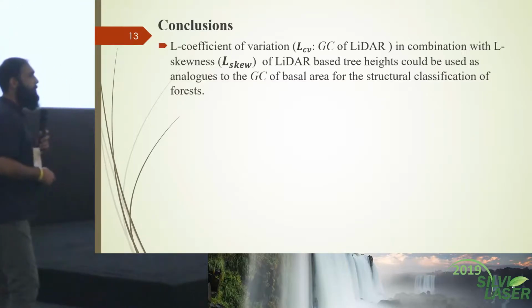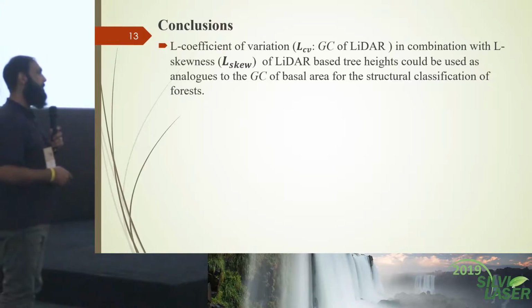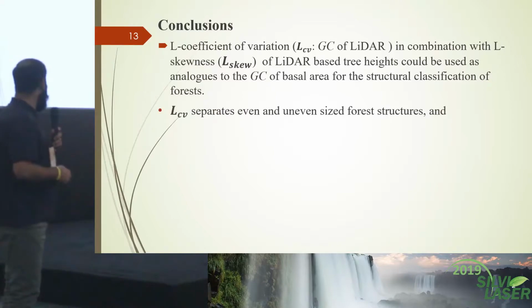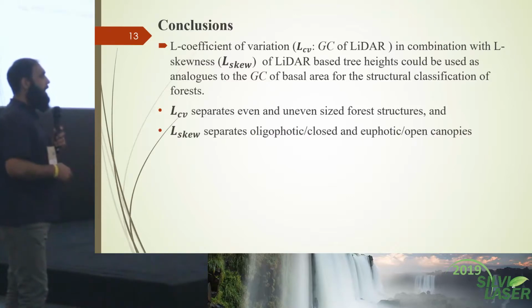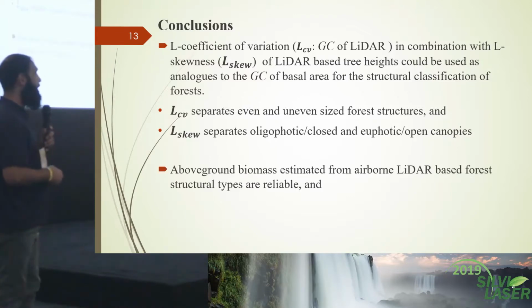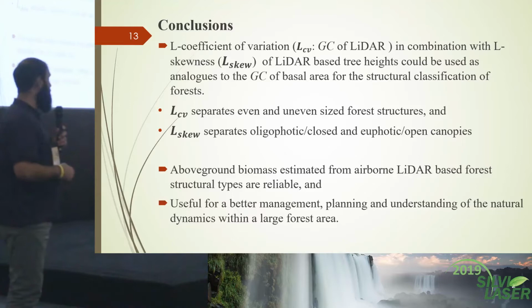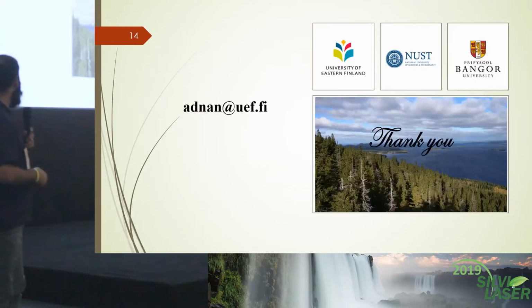The L coefficient of variation in combination with L-skewness could be used as analogous to the Gini coefficient of basal areas for structural classification. L-skewness will separate the even and uneven size forest structures, and the LCV will separate closed and open canopies. The above ground biomass estimates are reliable, and they can be useful for better forest management planning and understanding of natural dynamics within large geographical areas. Thank you.